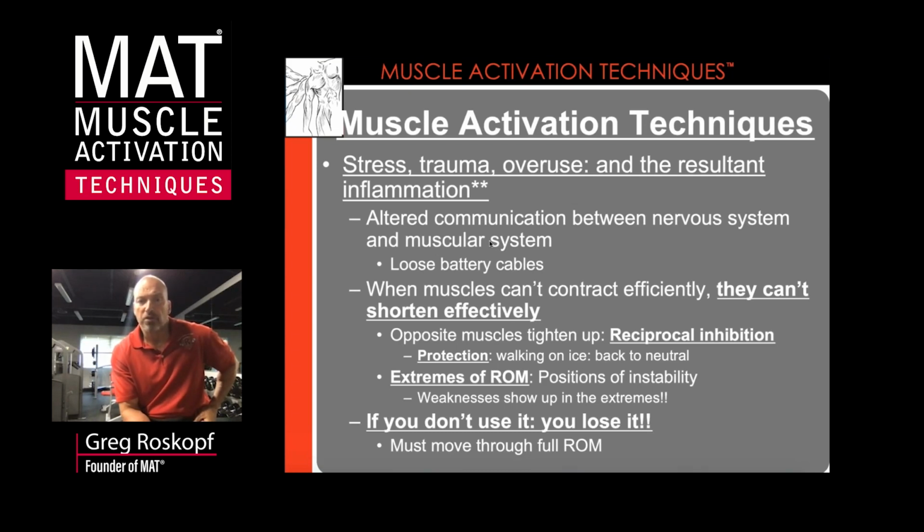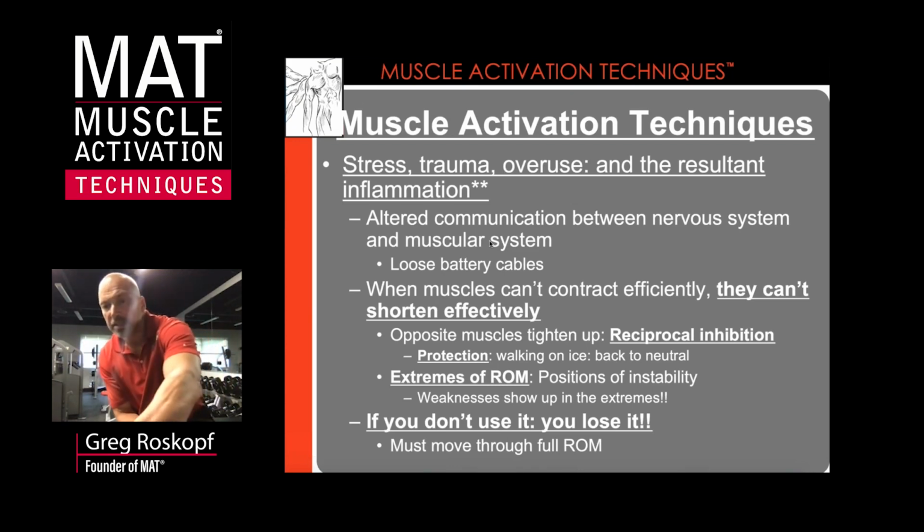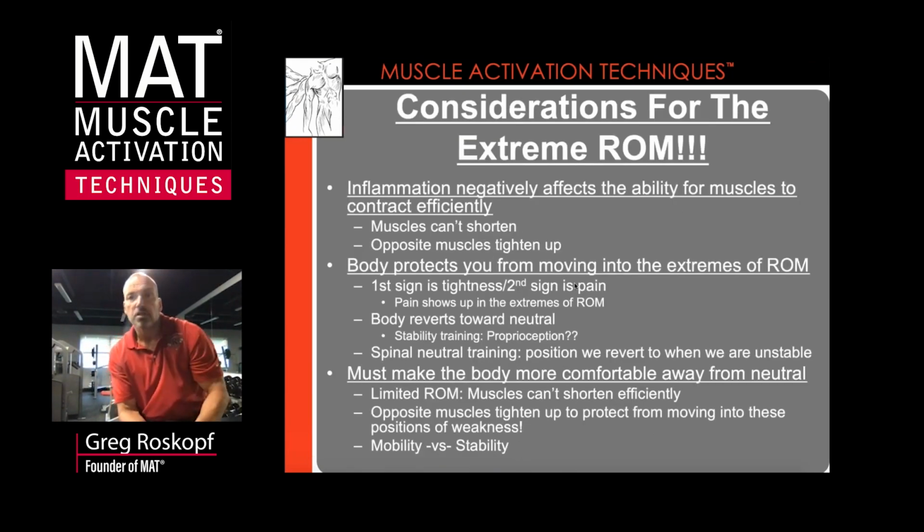Because the whole key is when you have muscle dysfunction, that whole idea, if you don't use it, you lose it. If you don't train muscles through their full ranges of motion and you abbreviate ranges of motion, you're going to lose the efficiency of muscle contraction. And so that's basically what we're going to look at here as we talk about glute and abdominal training. So again, inflammation alters the communication. Muscles can't shorten. The opposite muscles tighten up.